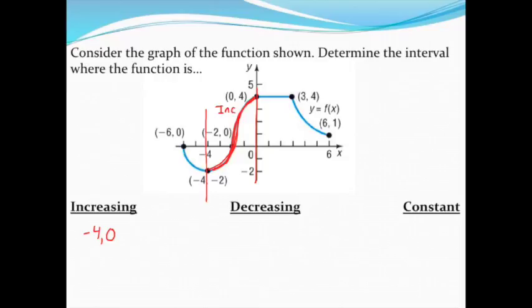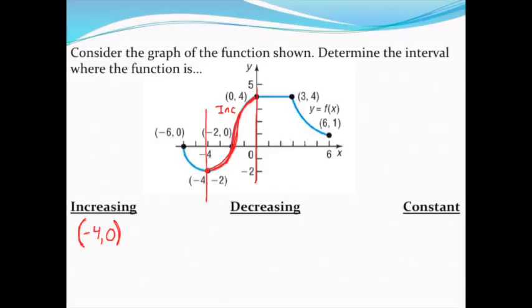What I want to show is that I can get really close to -4 and 0, but I can't quite get there. If I was all the way at -4, I wouldn't be increasing, I'd just be bottomed out there at the minimum of this graph. So I always use parentheses for these intervals where I'm describing increasing or decreasing or constant.